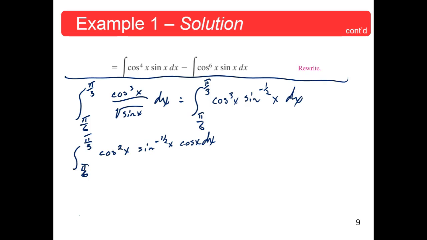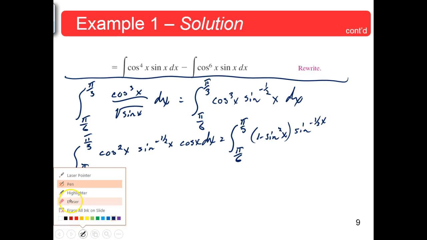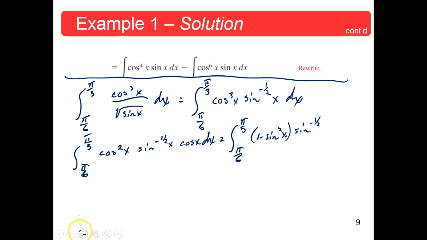Yes, because of Pythagorean identity, we can write that as the integral from pi/6 to pi/3 of 1 minus sine squared x, Pythagorean identity, times sine to the negative 1/2 x. The x doesn't go up there. I get carried away sometimes.